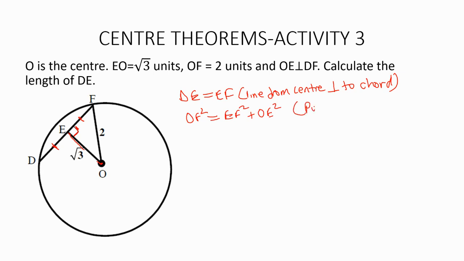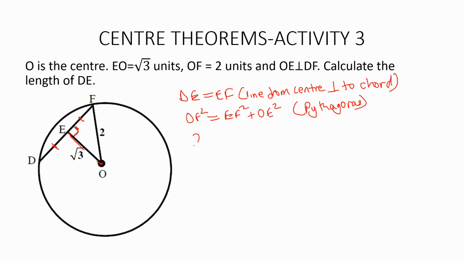Now, why are we saying that? Because it's Pythagoras. You see that I'm starting with the Pythagoras theorem. I know some people will just go straight away to say EF squared is equal to OF squared minus OE squared. It's still fine, it's still okay.